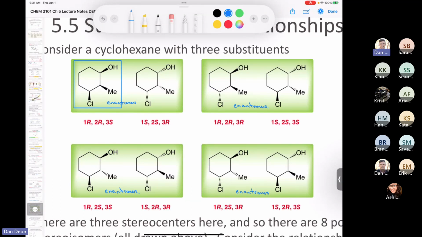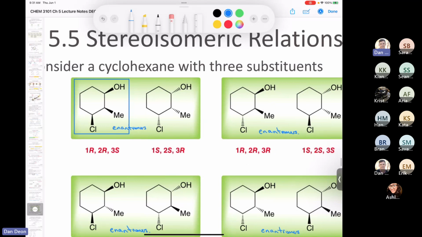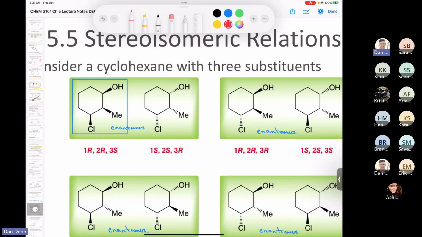Okay, so now that we've settled that, let's try something different. You see the compound that I have in the blue box? I'm going to put this compound in a red box. All right, so if I compare these two compounds, the one in the blue box and the one in the red box, what's the relationship between those two?